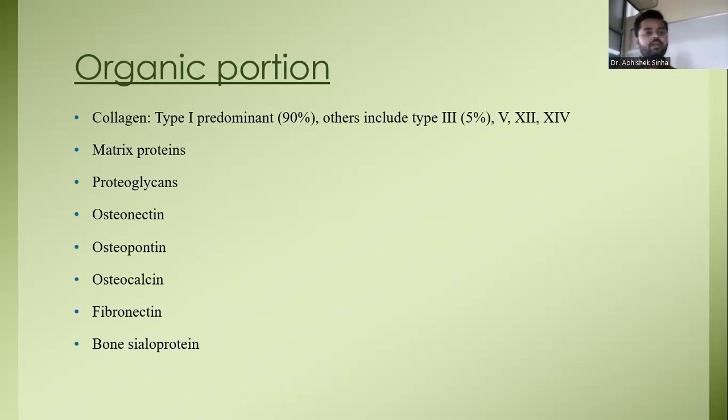As I have always been saying since I took up the gingiva topic, when we talk about the organic portion, it is always collagen, and that too type 1 predominantly. Other types are also there, but predominantly it is type 1 collagen. Apart from collagen, the organic portion consists of osteonectin, osteopontin, osteocalcin. Whatever you can remember from this is good enough, but always try to remember collagen, at least type 1 collagen.